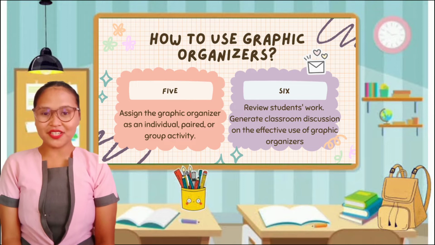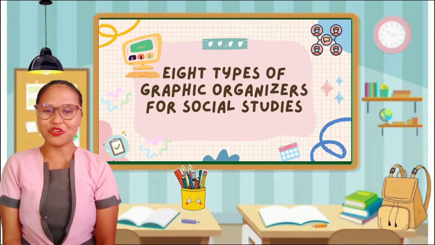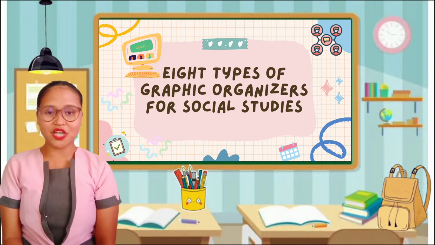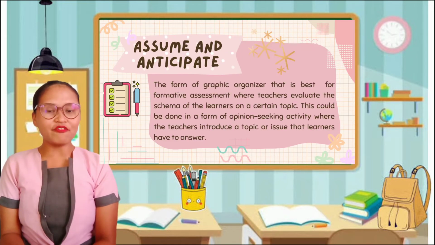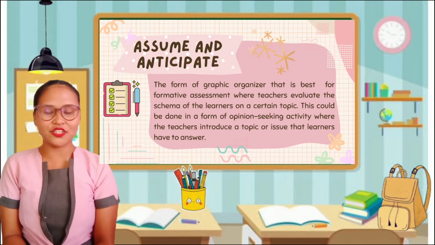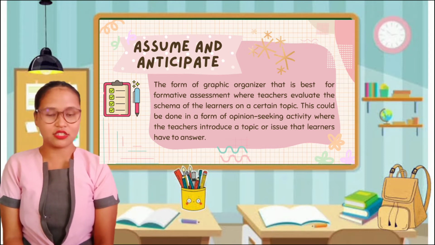And at this point, we will explore the 8 types of graphic organizers for social studies. The 8 types of graphic organizers are relevant in promoting effective social studies education. So first, we have assume and anticipate. This form of graphic organizer is best for formative assessment where teachers evaluate the schema of the learners on a certain topic.